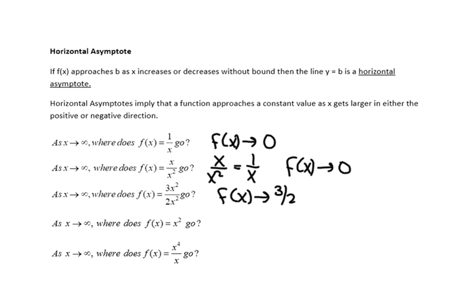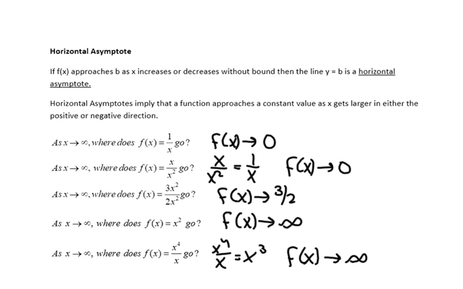Now, as x approaches positive infinity, where does f of x equal to x squared go? Well, you take a very large number and square it, it's going to get a whole heck of a lot bigger. So f of x is going to approach infinity. Well, how about f of x is equal to x to the 4th divided by x? Well, I can divide out an x from the top and the bottom, so x to the 4th divided by x is x cubed. And when I take a very large number and cube it, I'm going to get an even larger number than that. So f of x is going to approach infinity.